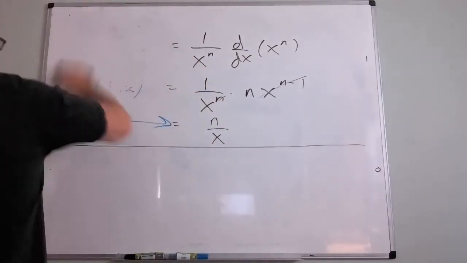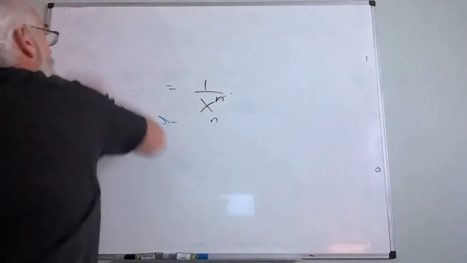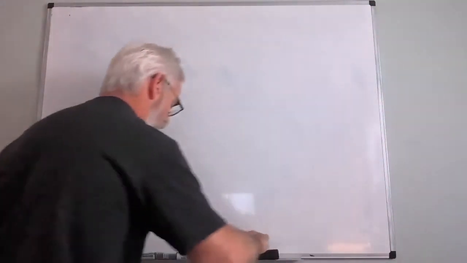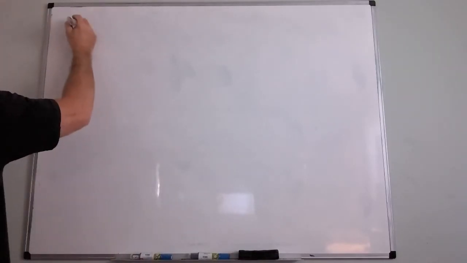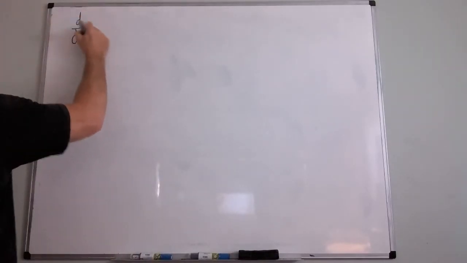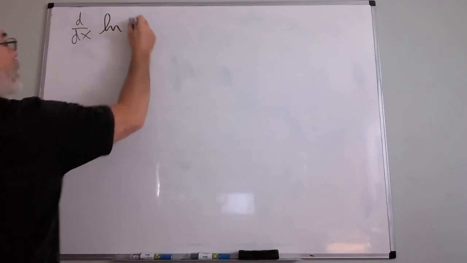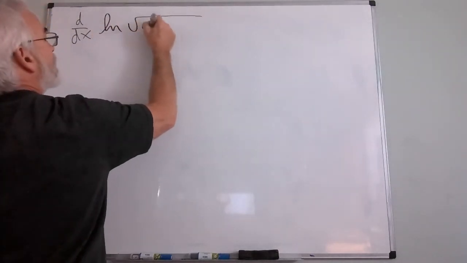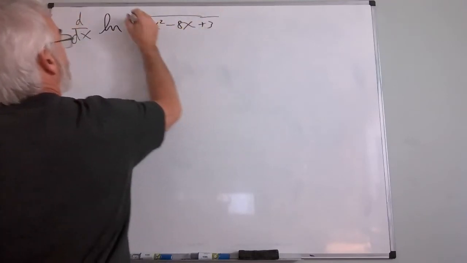You said, well, wasn't that an example? Let's do something more complicated. I'm going to do a problem 2 ways. I'm going to do one the formal way and one the easy way. I want to take the derivative of the natural log of the square root of, let's say, 6x squared minus 8x plus 3.